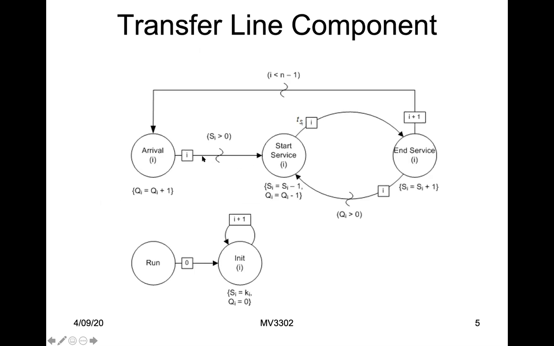Now look at the scheduling edge. It passes I as a parameter now to the start service event on its scheduling edge. Again, the only way it can do that is because it was told that I when it was scheduled.